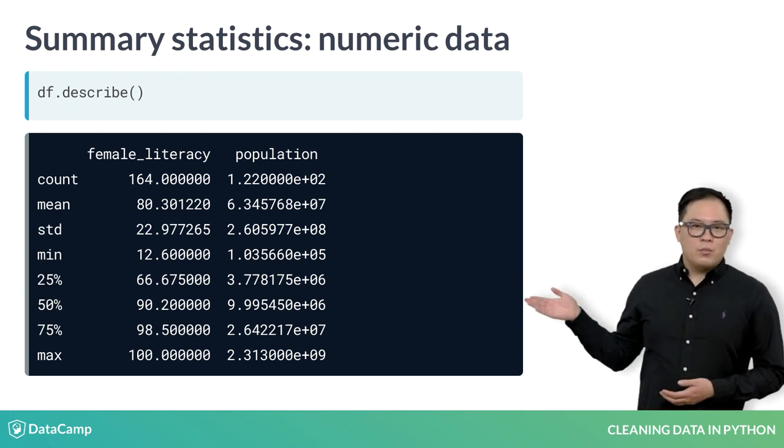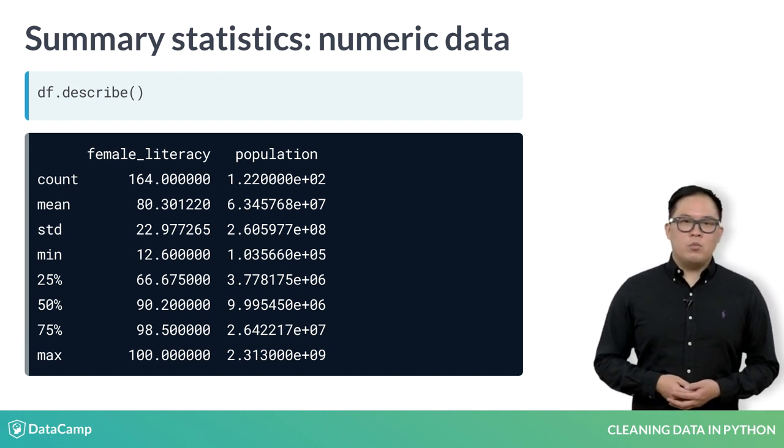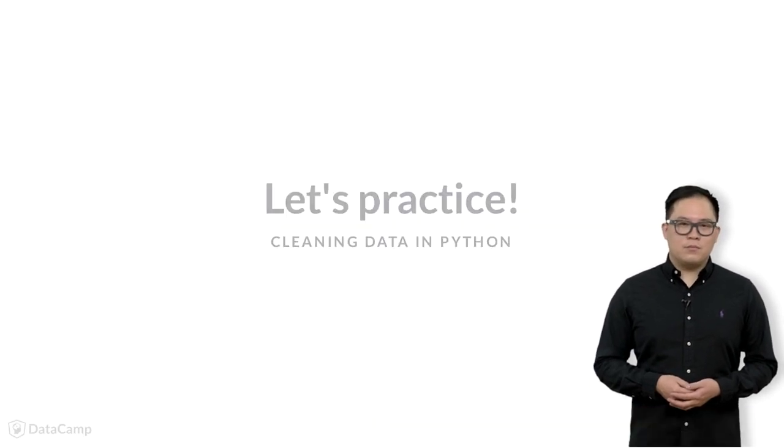A quick scan down the population results shows that the maximum population value is 2.3 billion people. Our data comes from 2012. No country had this population then. Now it's your turn to calculate descriptive statistics for exploratory data analysis to see what needs cleaning in your data.